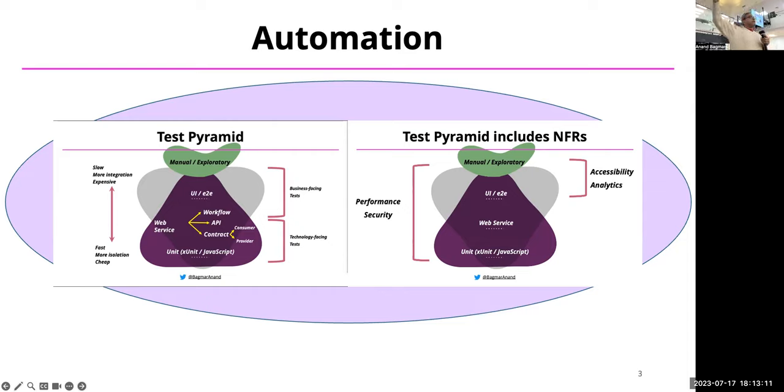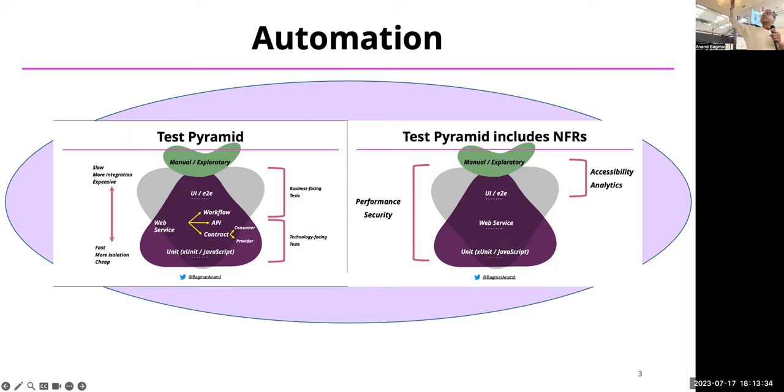In addition, there are different additional types of tests that can be automated. Security, performance, accessibility, any other types of NFRs that are important as per the context of your product. You would want to automate those as well. The performance test can be automated at any different layer of the pyramid depending on what is the intent of the test. That is what matters.